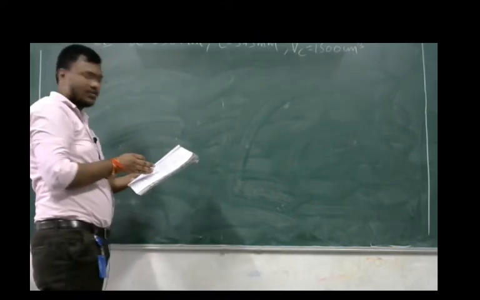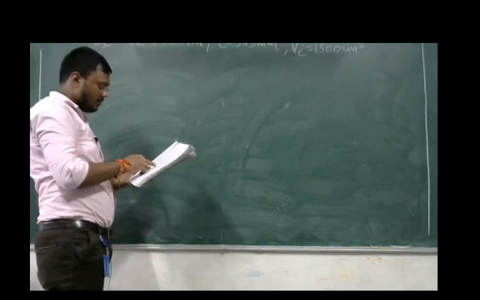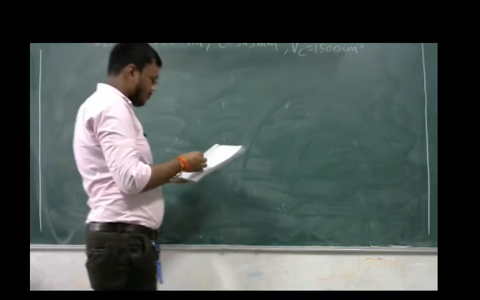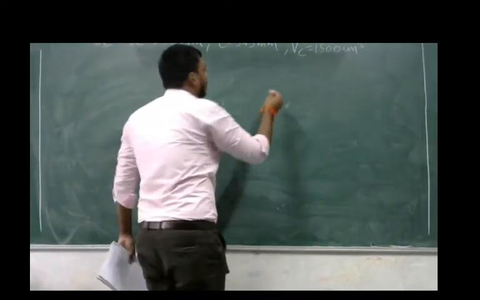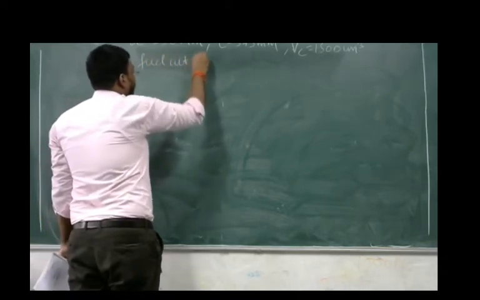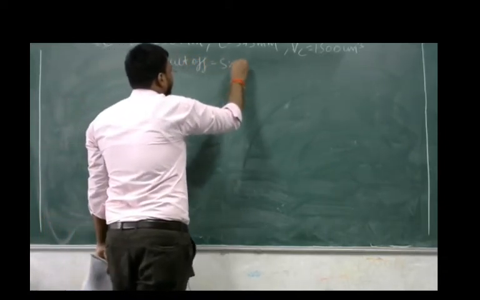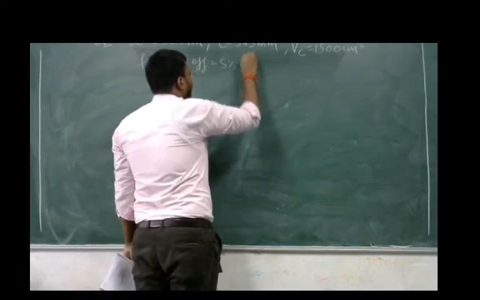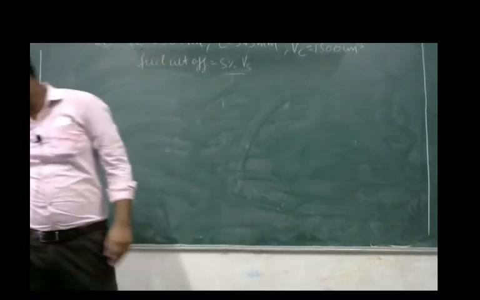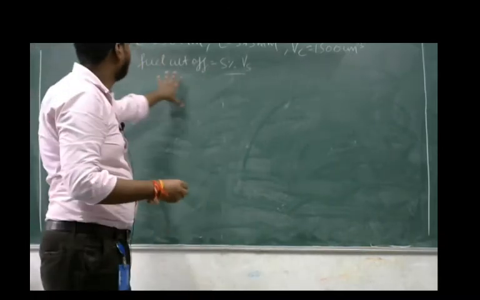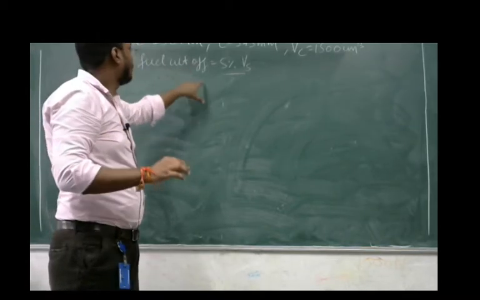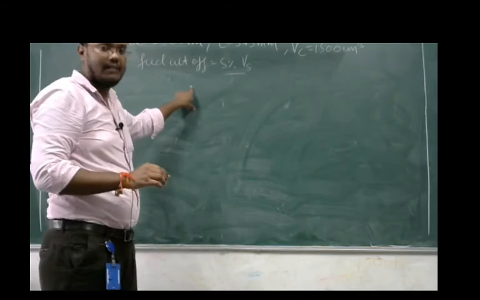We have solved this type of question in the previous class. So you know what the cutoff ratio is. It is given that fuel cutoff is equal to 5%. 5% of stroke means 5% of VS, where VS is the stroke volume. For this type of question, I have told you previously that first you have to draw the PV diagram for the diesel cycle.